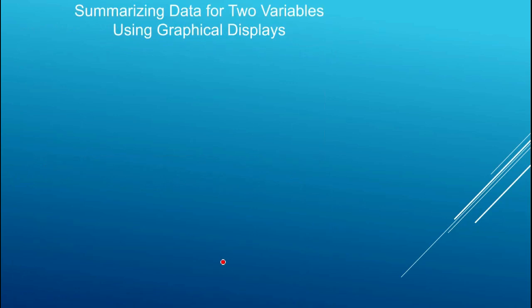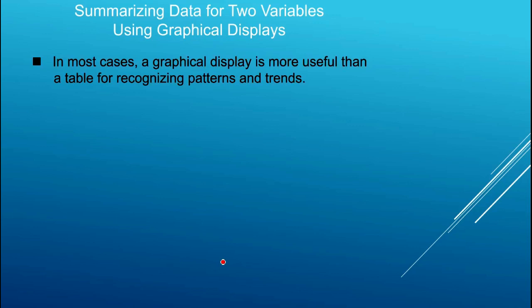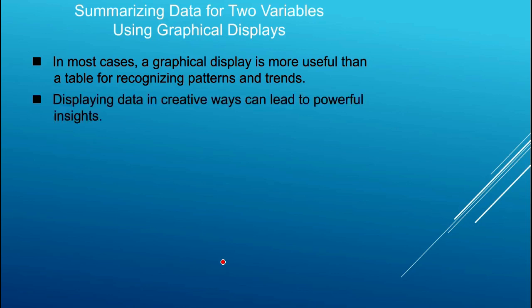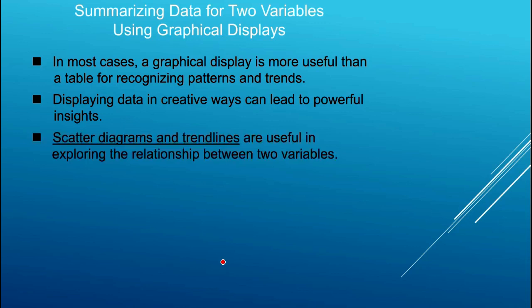Summarizing data for two variables can also be done graphically. In most cases, a graphical display is more useful than a table for recognizing patterns and trends. Displaying data in creative ways can lead to very powerful insights. And the most common technique for looking at two different variables is to put together a scatter diagram that puts one of the variables of interest on the horizontal axis and the other variable on the vertical axis.